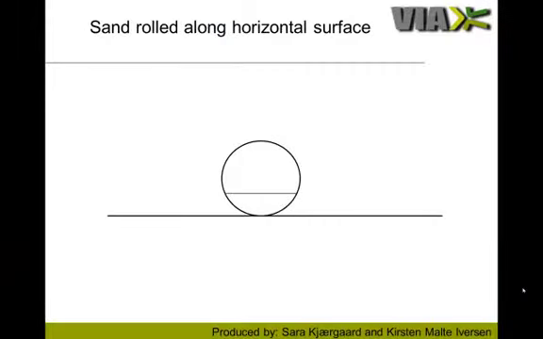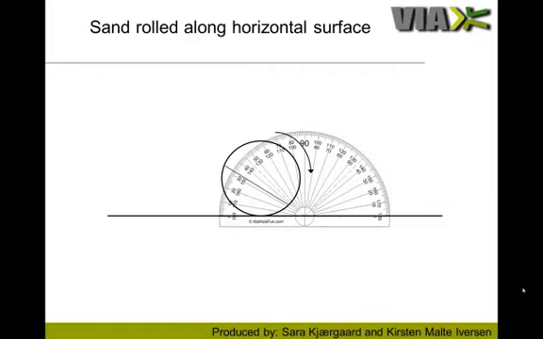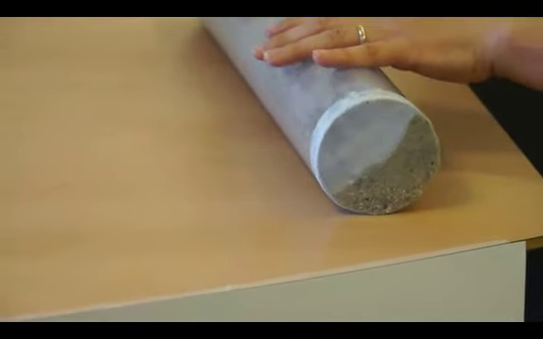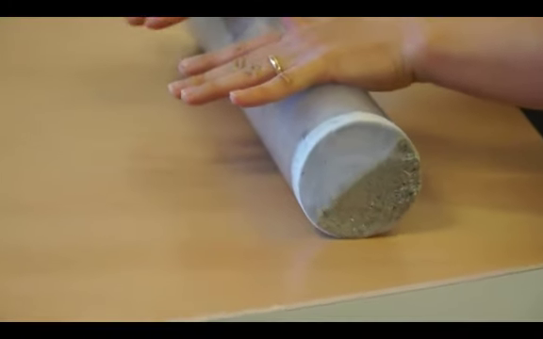The first test consists of a plastic tube with sand in. When the plastic tube is rolled along a horizontal surface with a uniform velocity, a slope will form within the sand. This is a state of failure of the sand. Measuring the angle will give the angle of shear resistance. Let us demonstrate the test. The tube is slowly rolled against a horizontal surface.